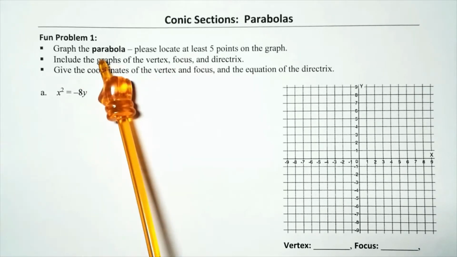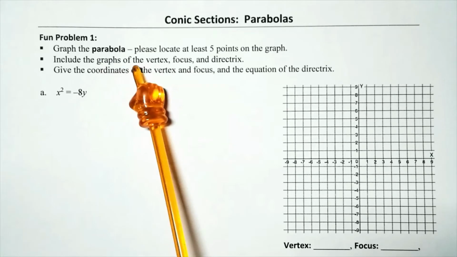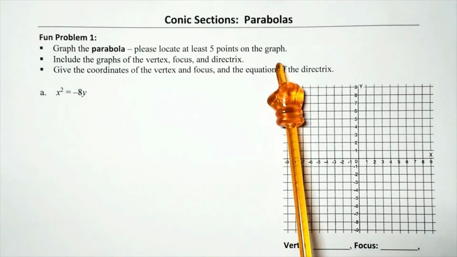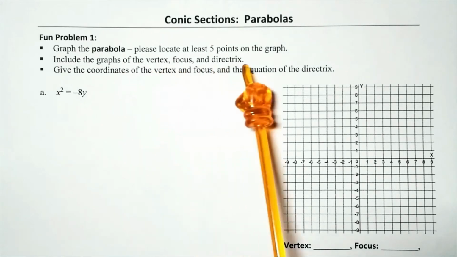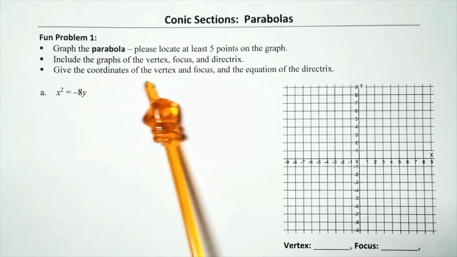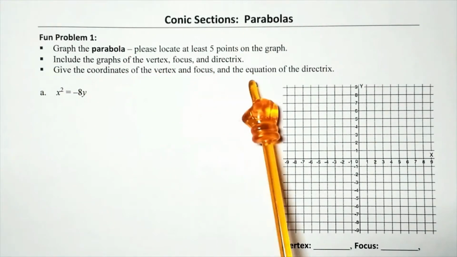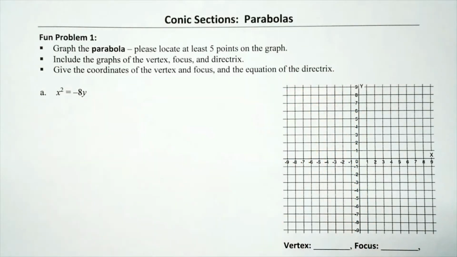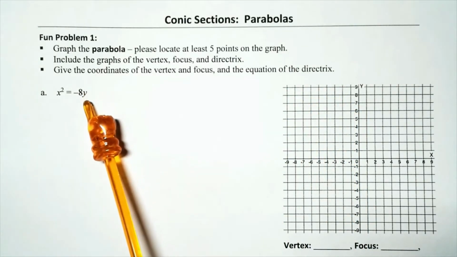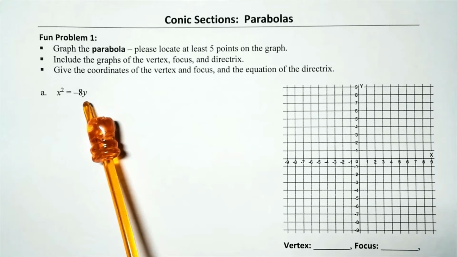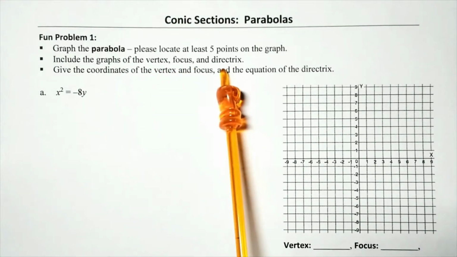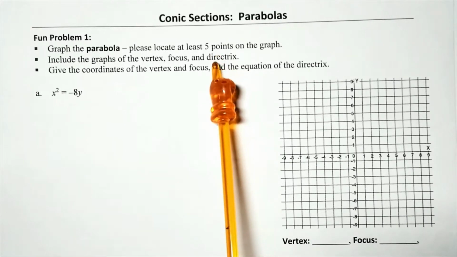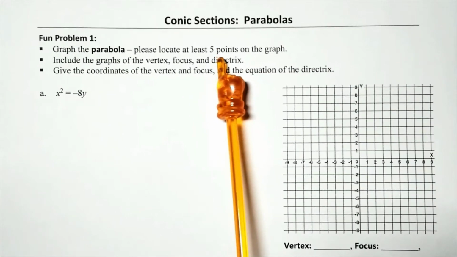The directions read, graph the parabola. Please locate at least 5 points on the graph. Include the graphs of the vertex, focus, and directrix. Give the coordinates of the vertex and focus and the equation of the directrix. In short, we want a comprehensive graph, so include the vertex, focus, and directrix, and at least 5 points. If you want to do 6 or 7, go for it, but 5 is the minimum.